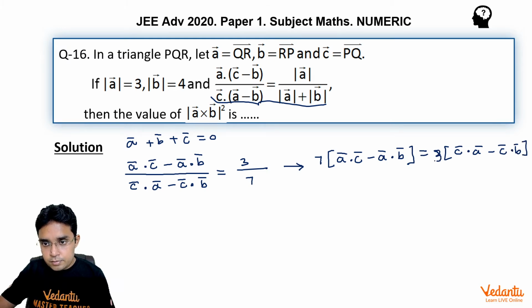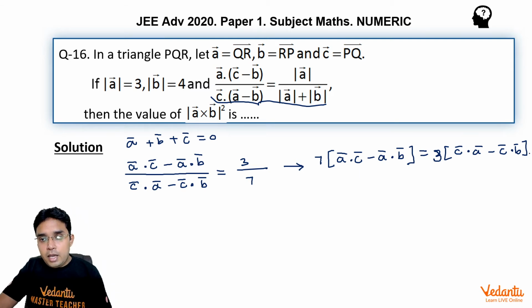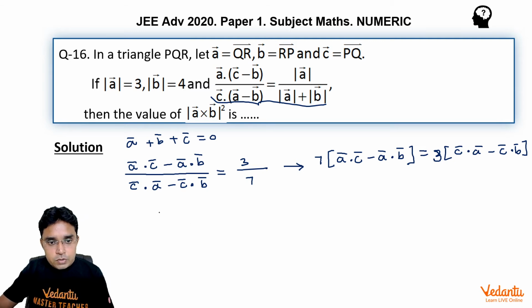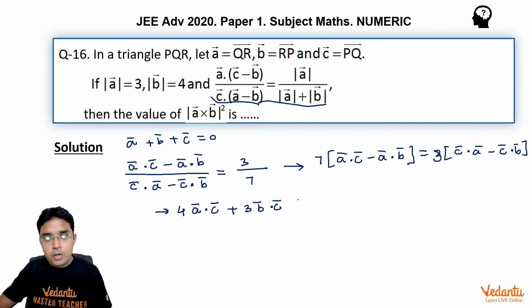Now I can bring A dot C and B dot C on one side. So this will become, please check, 7 A dot C and 3 C dot A. A dot C and C dot A are the same. So on the left hand side we will have 4 A dot C. If I bring C dot B also on the left hand side, it will be 3 C dot B, which I can also write as 3 B dot C. And on the right hand side I will have 7 into A dot B.